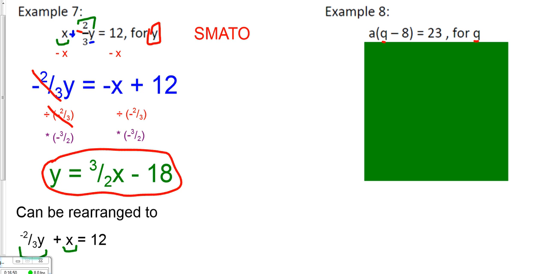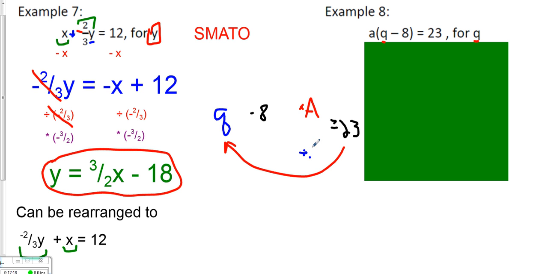Actually, I'm going to draw this one out. We have q. We are minusing 8. Then we are multiplying by a. I'm going to write this uppercase. And that finally equals 23. So, to get back to q, we do everything in reverse. Divide by a, then add 8.